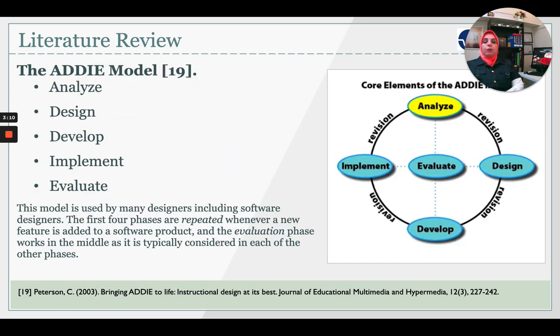The ADDIE model, which is used by software developers, was also reviewed. This model has 5 phases: analyze, design, develop, implement, and evaluate. And the evaluate phase is in the middle, as it is part of the other 4 phases.